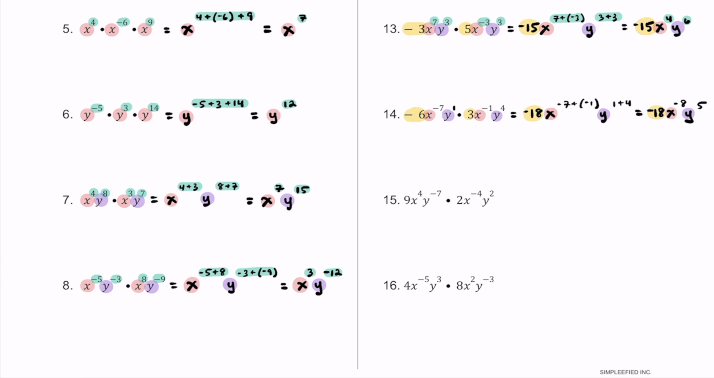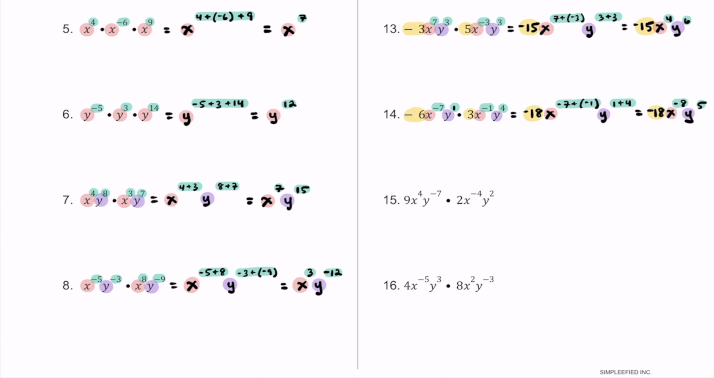So putting this all together, we have negative 6 times 3, that's negative 18. Then for x to the negative 7 times x to the negative 1, we can go ahead and add that negative 7 and negative 1 together. Adding them, we get this negative 8. And then multiplying this y to the 1 times y to the 4, we go ahead and add that little 1 and little 4 together. 1 plus 4, that gets us this exponent of 5.